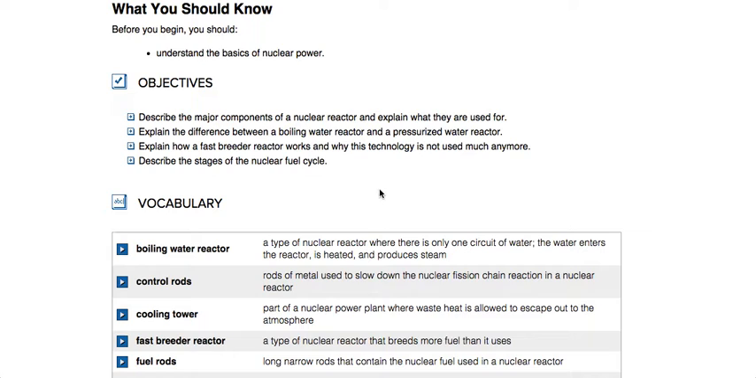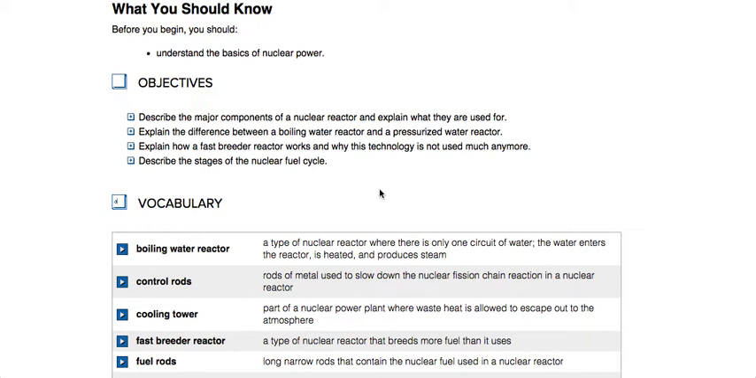Make sure you understand those components and what they do as you go through the lesson and as you're doing this project. Again, like I said, the difference between PWRs and BWRs, there's really five main points of how they work, so you should check that out in your lesson. And then, of course, finally, leading up to the fuel cycle and the main parts in the fuel cycle.